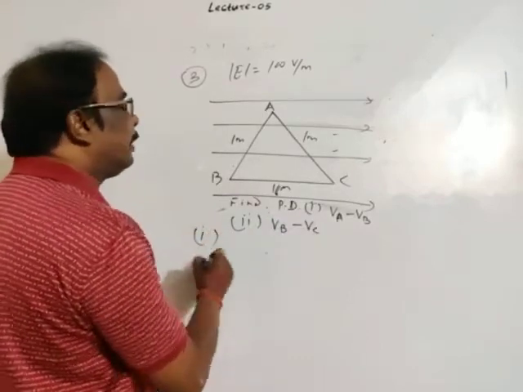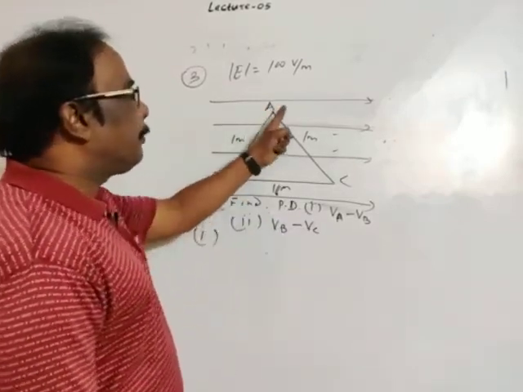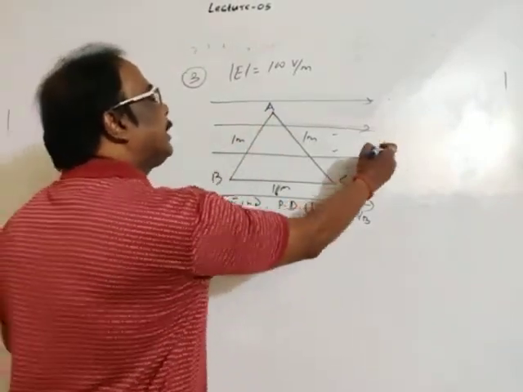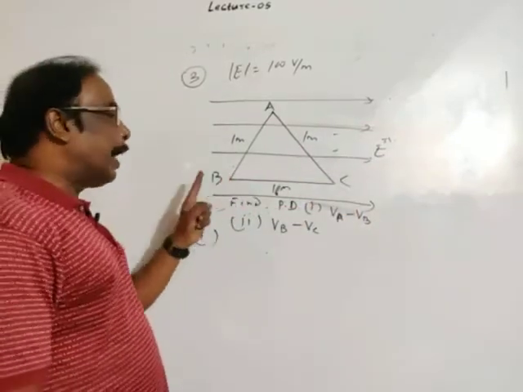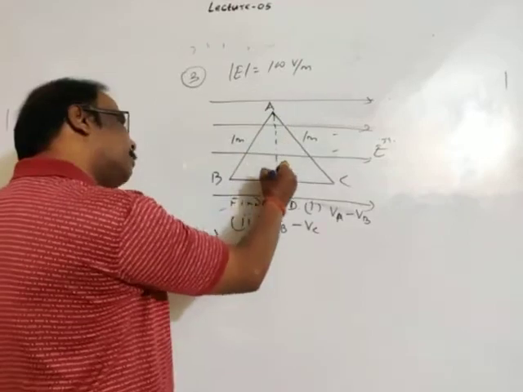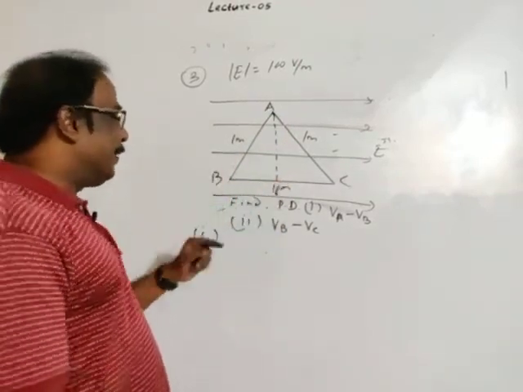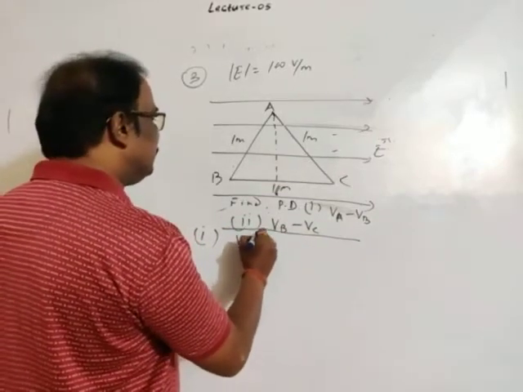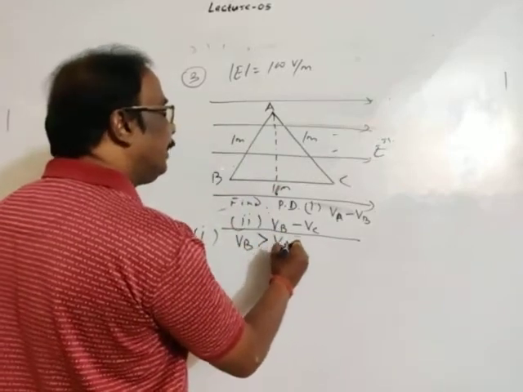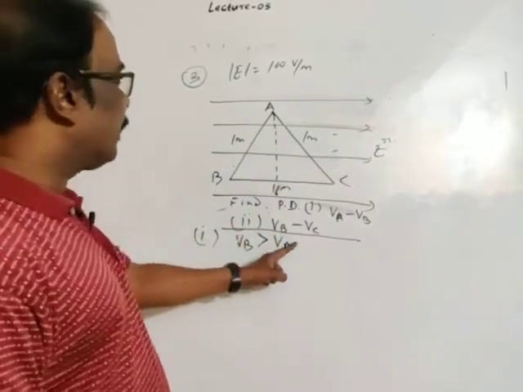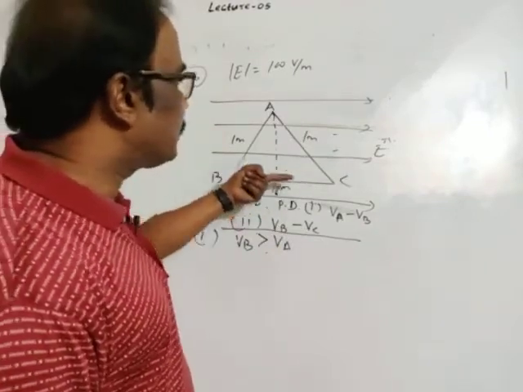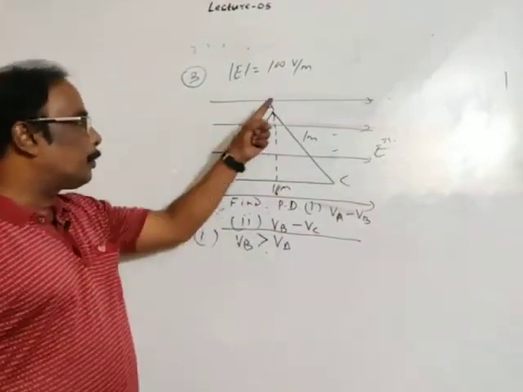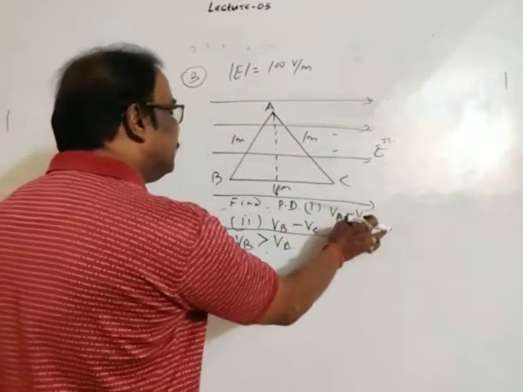First we have to find the potential difference between A and B. See, this is the direction of the electric field. As the distance increases, point A comes. So obviously for the first bit, VB is greater than VA, as along the direction of the electric field, potential decreases. So VB is more than VA. We have to find VA minus VB.